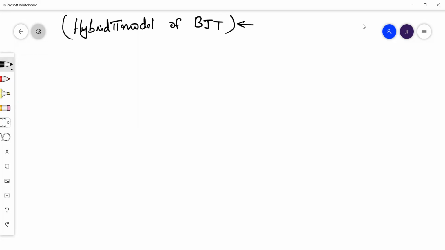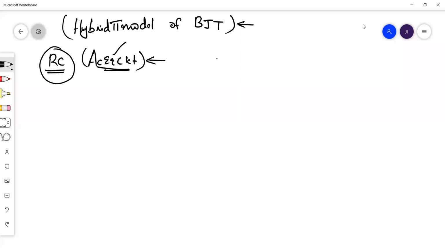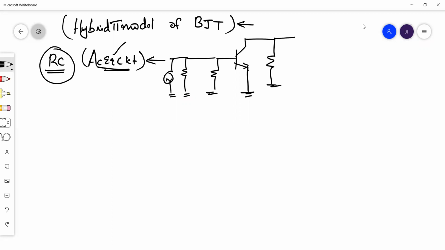When I discussed the RC coupled amplifier last time, I introduced one section called AC equivalent circuit. Please refer to that video, the RC coupled amplifier, in the AC equivalent circuit section. There we introduced a circuit somewhat like this. I think this circuit is familiar to you: RC, RL, this is R2, this is R1, this is the AC signal.